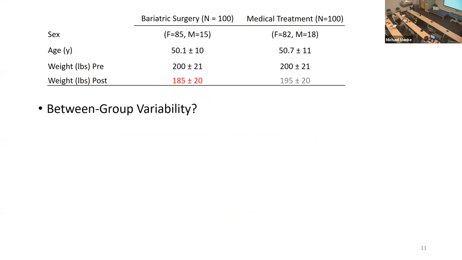So going back to this notion of signal to noise variability, what's our between group variability? How would we express that here?